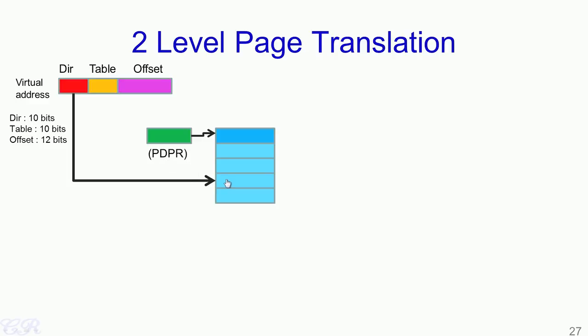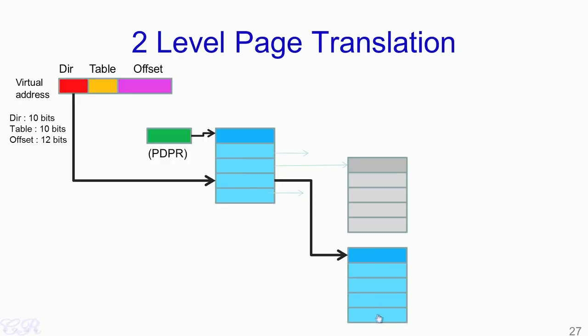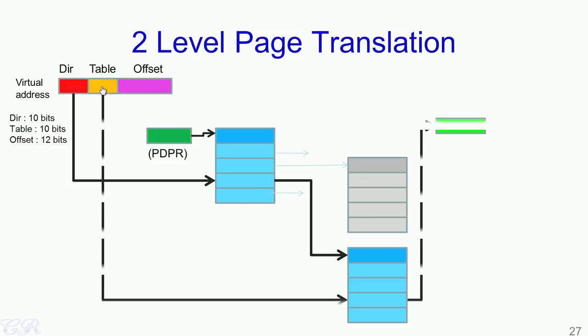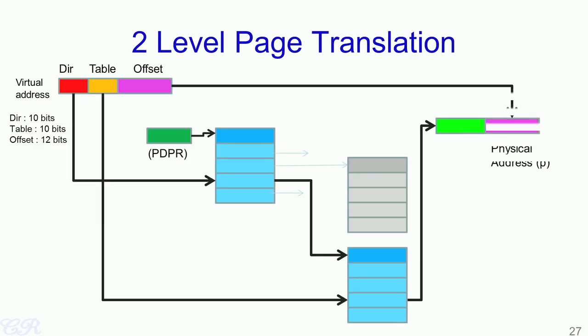Now, the contents of this entry in the page directory would point to a particular page table. So, this page table is of 4 kilobytes and the directory is also of 4 kilobytes. Next, the table entry is used to index into this particular 4 kilobyte table, and from there we obtain the first part of the physical address, and as usual the second part of the physical address is taken from the offset.